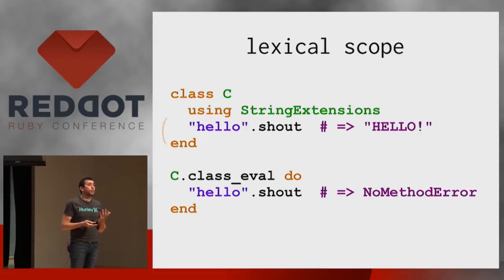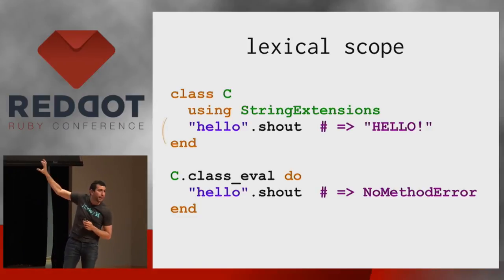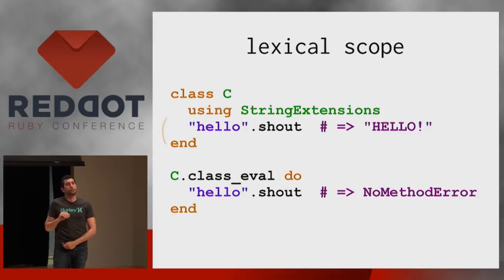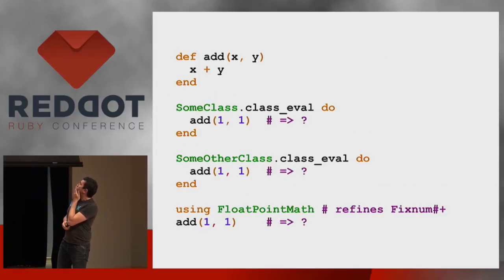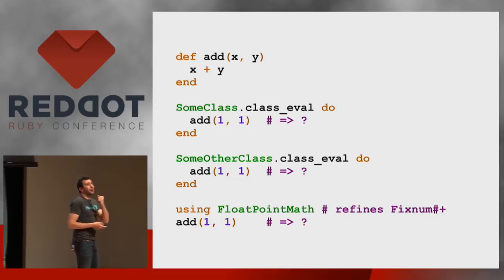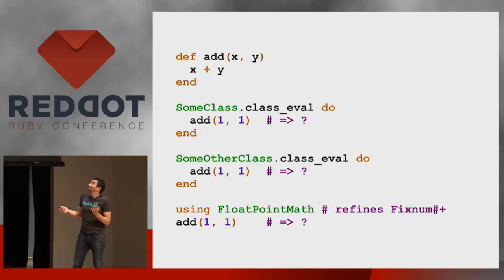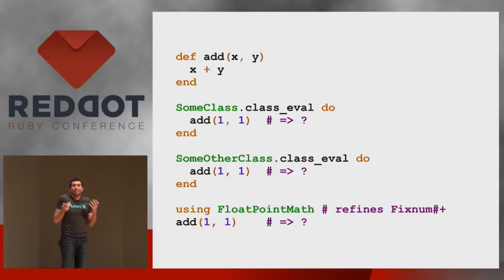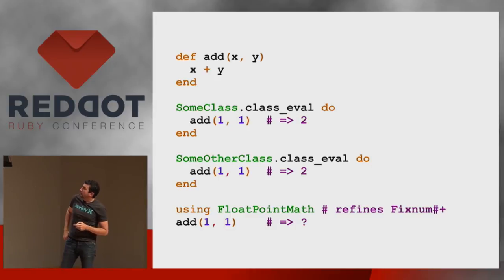This is called the lexical scope. It's lexical because it's about text, right? It's literally there in that piece of text. It doesn't leak out. No other code from the outside can see the refinement. So in this example, again, my artfully complicated example, what happens now? In some class eval, I don't mind whether some classes are refined or not. The only thing that can happen there is that I get a 2. Because even if it is refined, I will not see the refinement from here, from a separate scope. And the same is true of some other class eval.